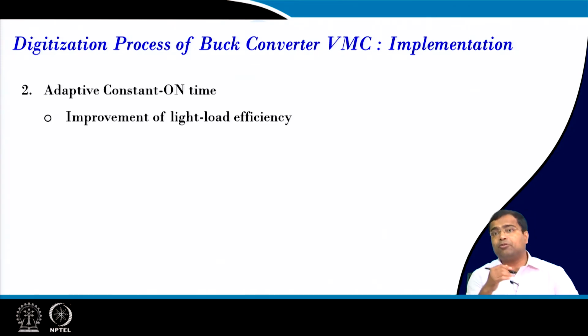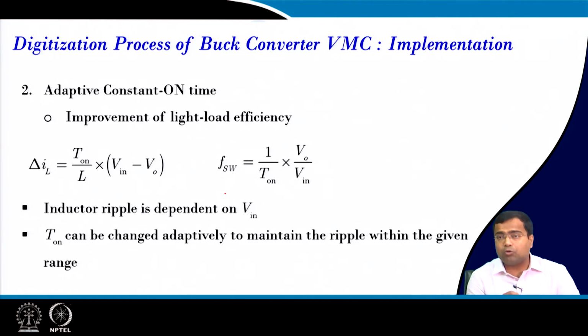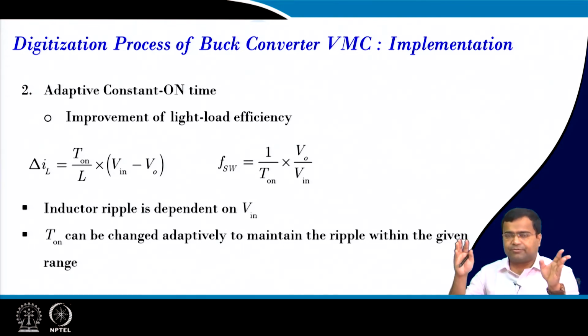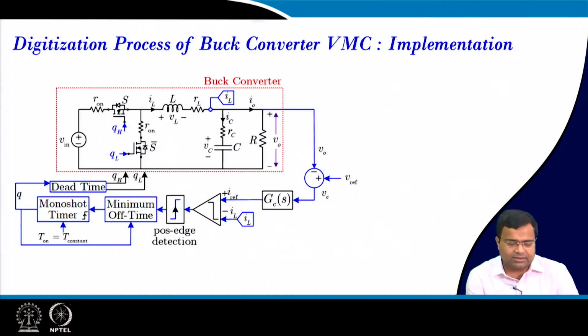Another application is if we want to adaptively vary the on-time. Suppose we need to maintain a certain switching frequency. So how do we adaptively adjust the on-time? Because we know that with constant on-time, if the input voltage changes, there will be a change in the switching frequency for a fixed on-time. So you need to adapt the on-time in such a way that you can regulate the switching frequency. In such an application, the monoshot timer will be loaded with the constant on-time, but how do you update this on-time?